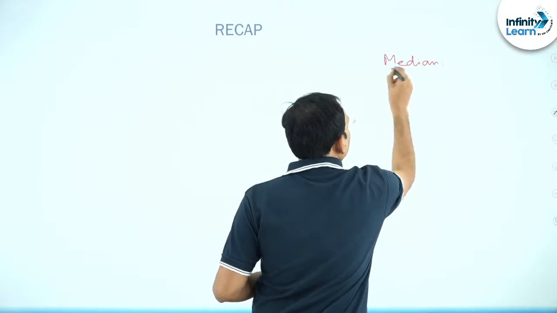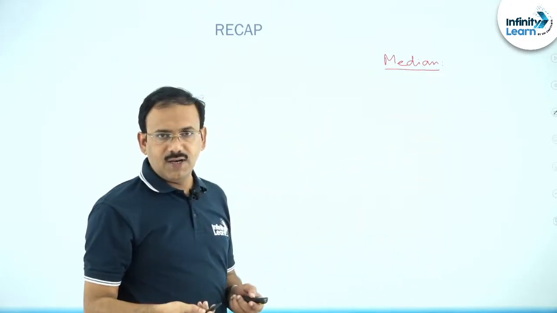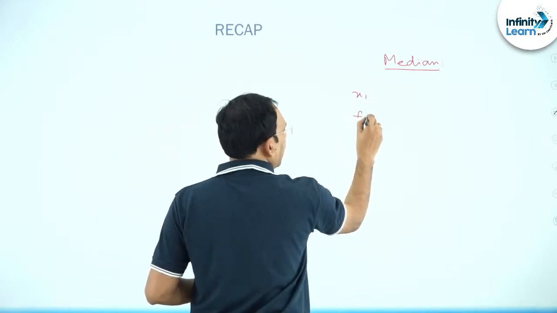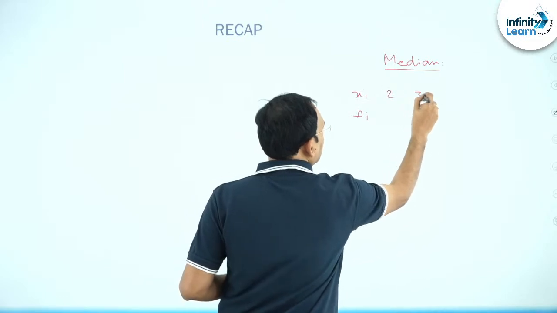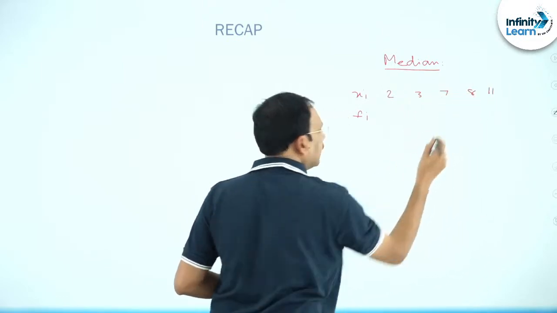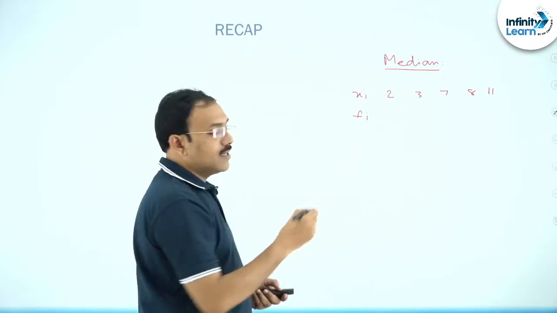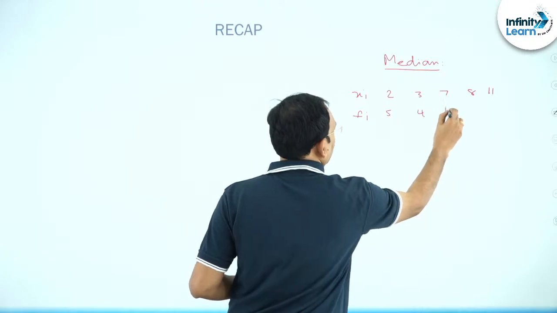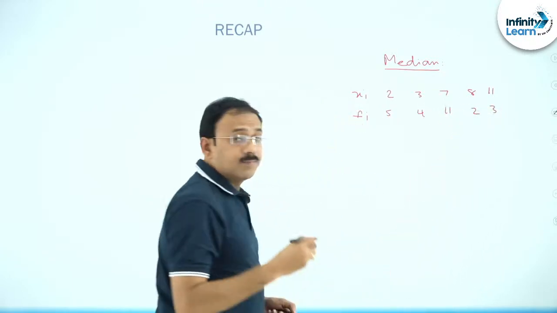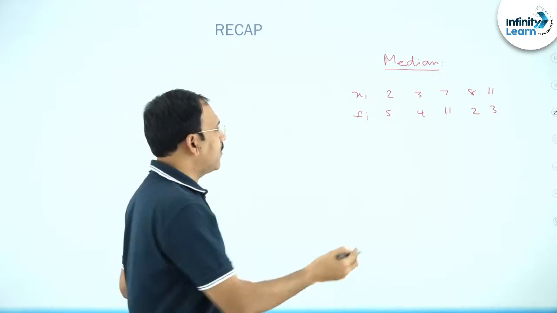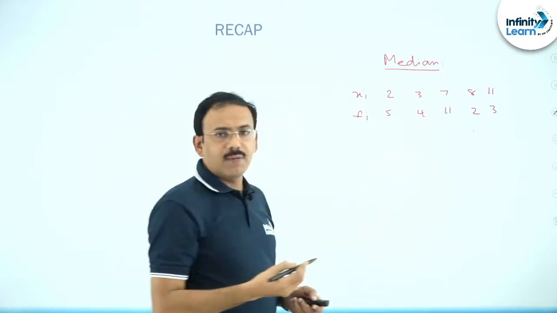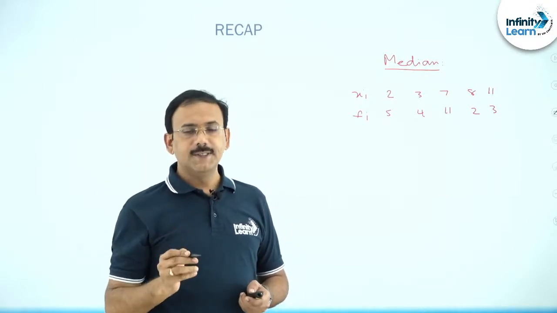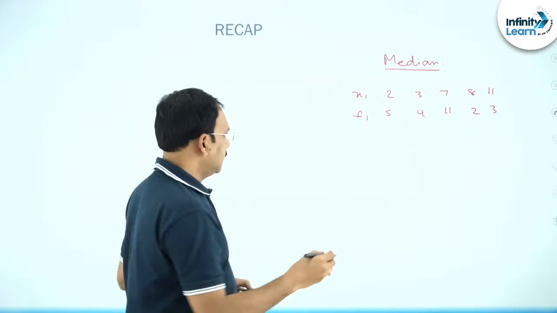Of course, in an individual series it is very easy to find the median, whereas a discrete series is given like xi, fi, say x is 2, 3, 7, 8, 11. These are in increasing order of magnitude for x, and the frequency is 5, 4, 11, 2, 3. That means you need to see how many members there are in total, 25 members. When 25 members are arranged in ascending order of magnitude, the 13th member is the median.